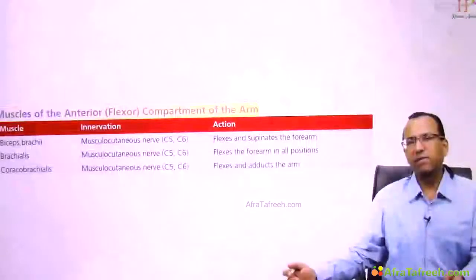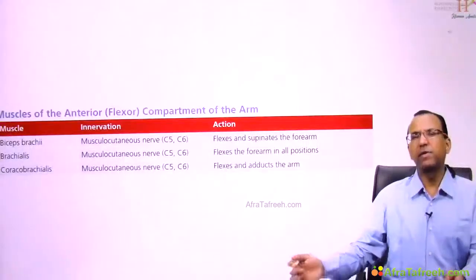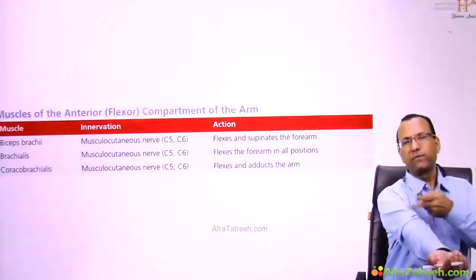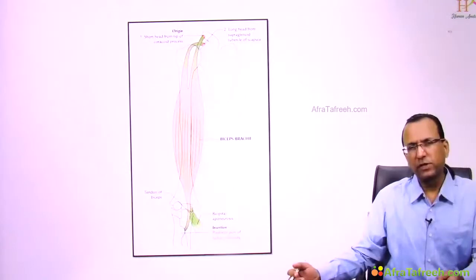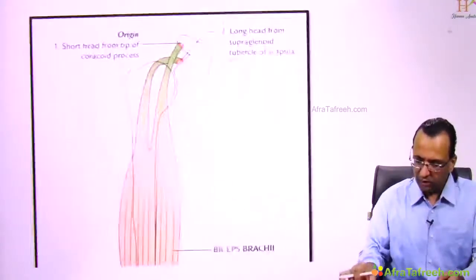Let us look at the muscles of the anterior arm region now. There are three of them and we have to discuss them now. Anterior arm compartment and names. There is one biceps. It is called biceps because it has two heads, and you can see the origin.